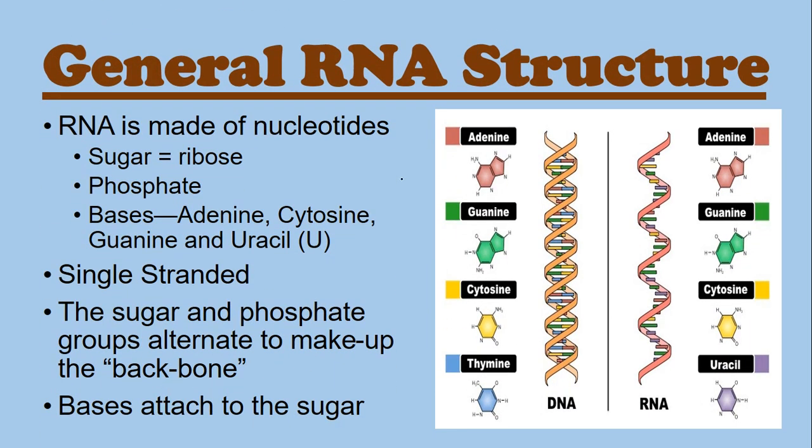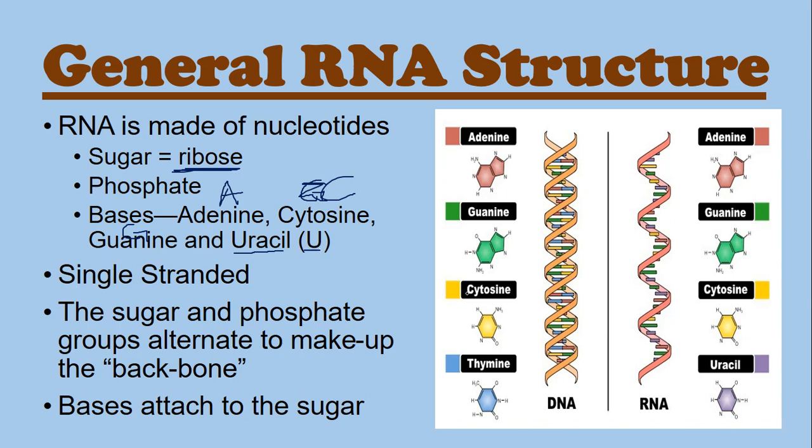So, generalized structure of RNA. RNA is made of nucleotides. This time the sugar is ribose, not deoxyribose, ribose. That's why it's called RNA. It has a phosphate, it has bases. It has adenine, which will give A, cytosine, which will do C, guanine, which is G, and this time it has uracil, which is U. It doesn't have T. DNA has T, RNA has U.